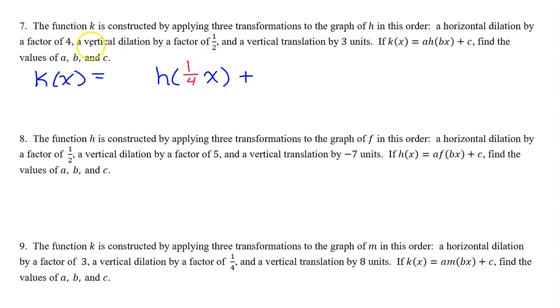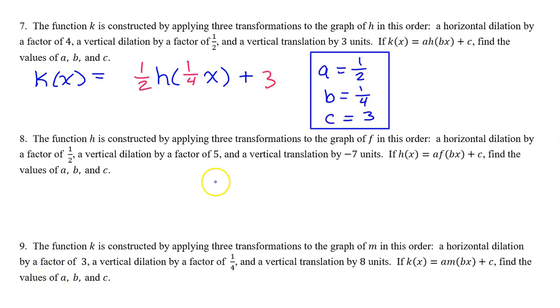And then we have a vertical dilation by a factor of 1/2. A vertical dilation will be a multiplication out in the front, and it will appear exactly the way it looks. So we will have a 1/2 out in the front. And finally, there is a vertical translation by 3 units. Vertical translations happen on the end of the function, and they happen just like they look. So this will be a plus 3. So a is 1/2, b is 1/4, and c is 3.